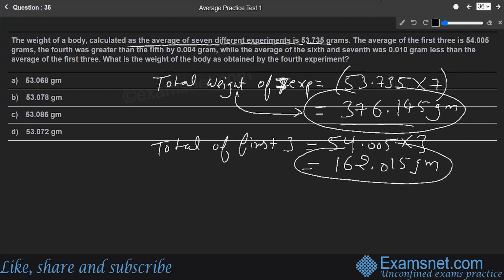So then in the next line he says the fourth was greater than the fifth by 0.004 grams. This is the condition that he was given. We'll use this condition later on because the fourth has not come yet. Fourth was greater than fifth by 0.004 gram, while the average of the sixth and seventh was 0.0115 gram less than the average of the first 3.